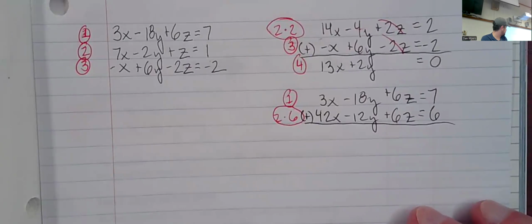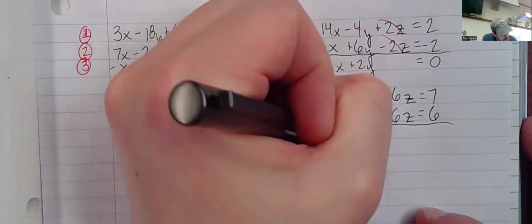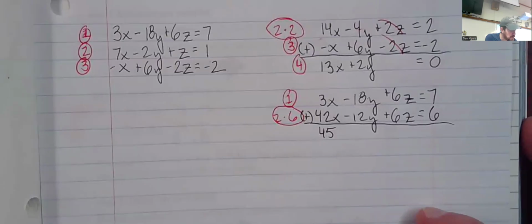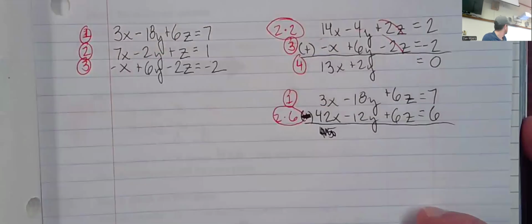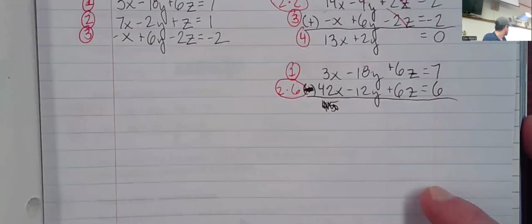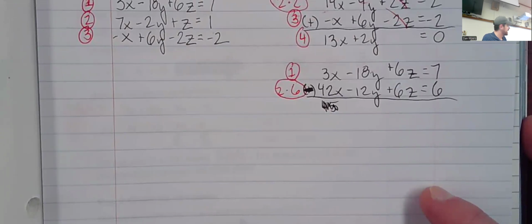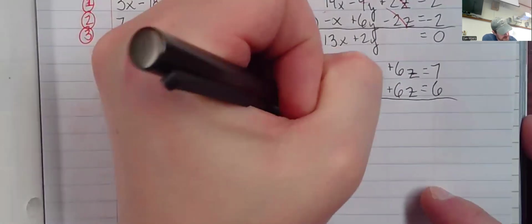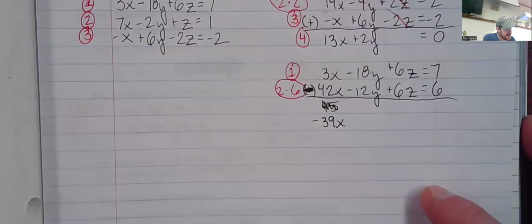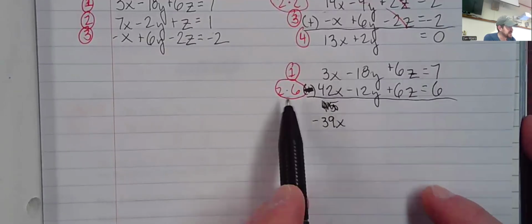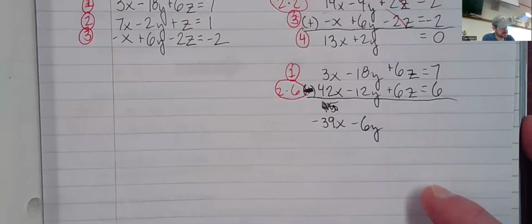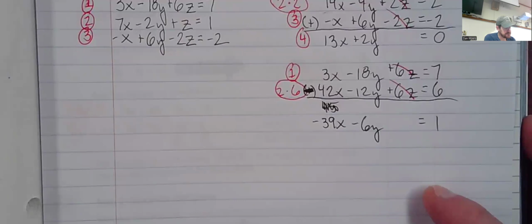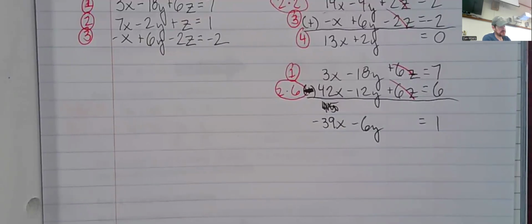42 plus 3 is 45x. What's that? Oh, you're right. I'm sorry. We'll subtract. 3 minus 42. There we go. My mistake. Those are not opposite values in front of z. 3 minus 42 would be -39x. -18 minus -12 would be -18 plus 12, which is going to be -6y. And then 6 minus 6 is going to cancel. And then 7 minus 6 is 1. All right, that's equation 5.